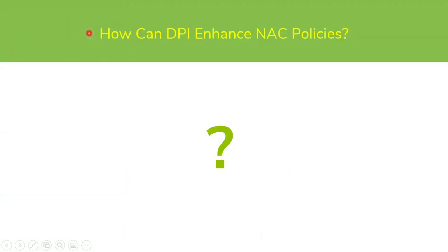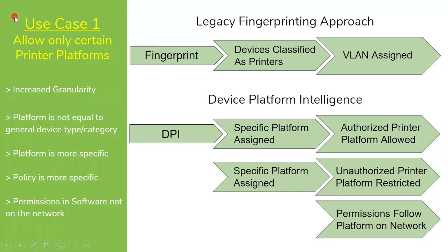Okay, knowing that this information is important, knowing that it is easily obtained from the network, now that we have this information that's very difficult to obtain typically, but not with Genians, what do we do with it? How can we enhance our NAC policies with the DPI information we've obtained from the network? We've got 3 use cases here. There's many. This is just to demonstrate the difference between what we consider a legacy approach to identifying devices and fingerprinting them on the network, and how device platform intelligence can differ from that.